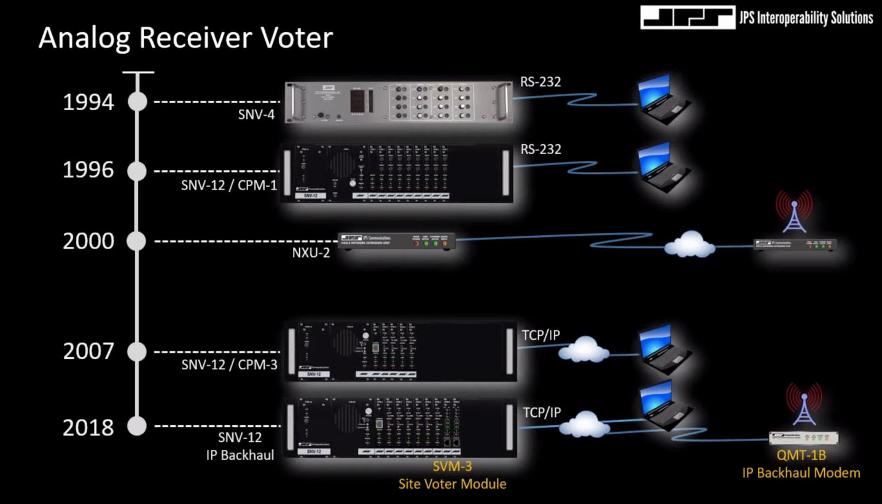This new solution included a new digital site voter module called the SVM3, as well as the complementary IP backhaul modem called the QMT1 and the QMT-R. And those modules will be the subject of this week's webcast.